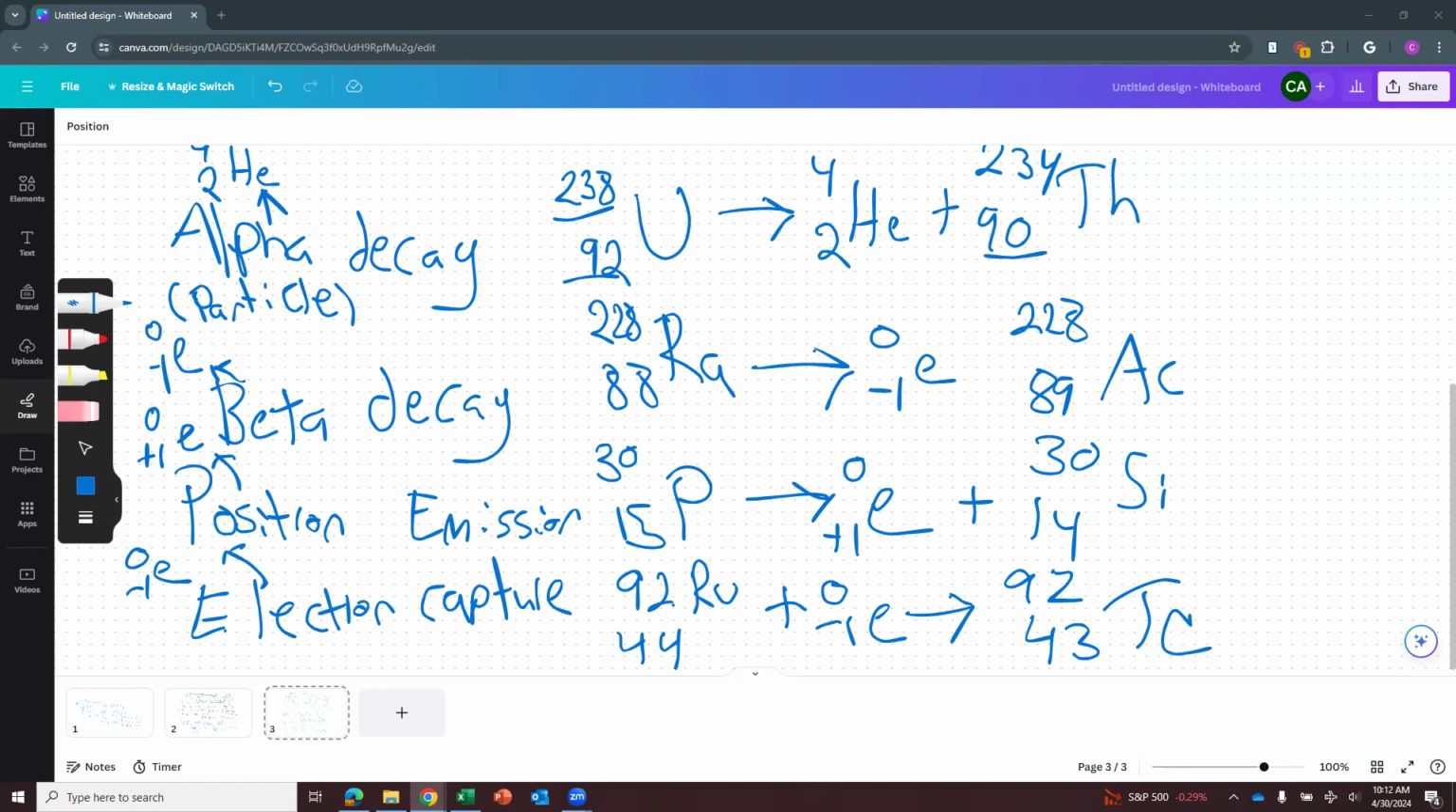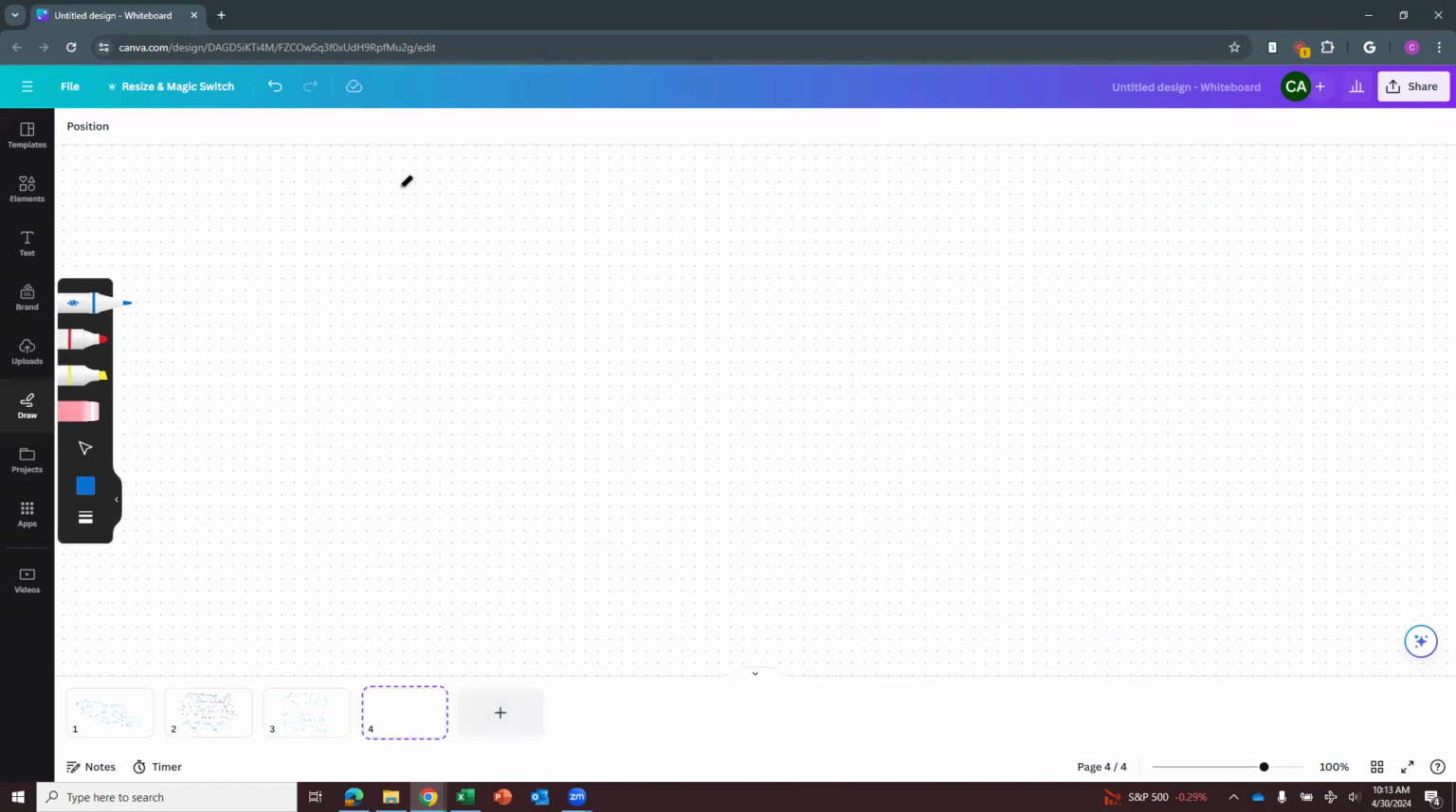So those are the four types of reactions we will see in nuclear chemistry. An alpha decay, in which you spit out a helium-4; a beta decay, in which you spit out an electron; a positron emission, where you spit out a positively charged electron; and electron capture, in which you capture an electron. Now, the last thing we are going to talk about is the kinetics of radioactive decay.